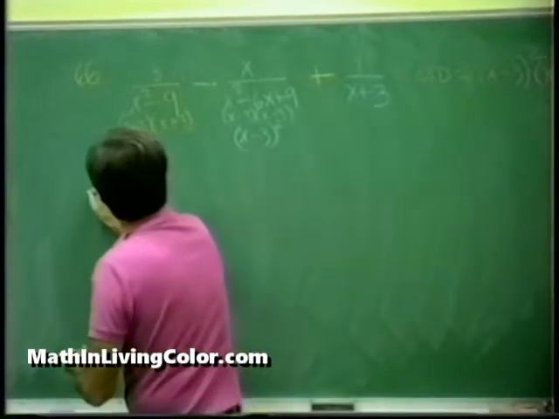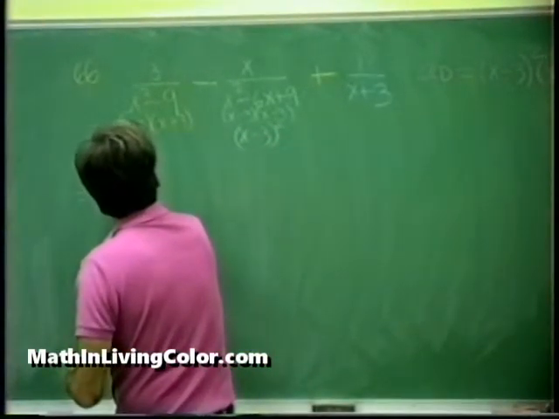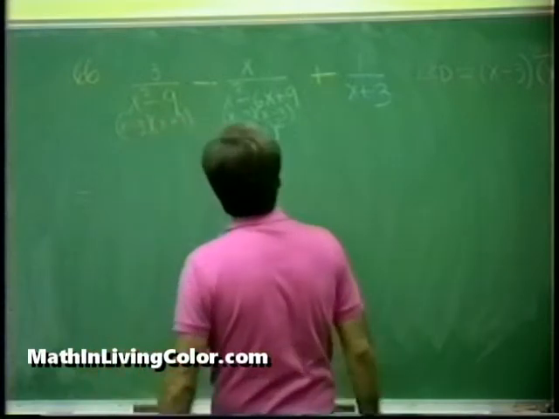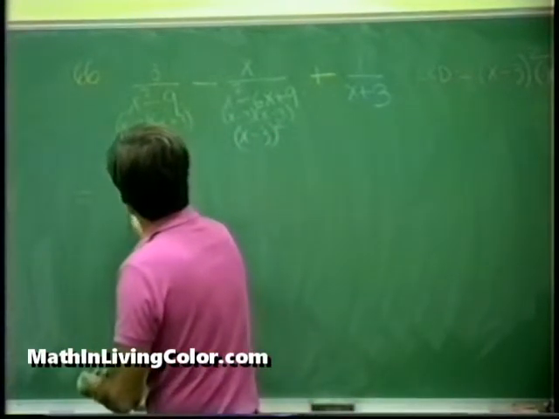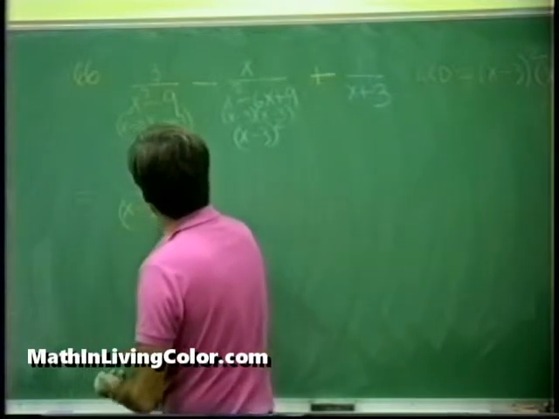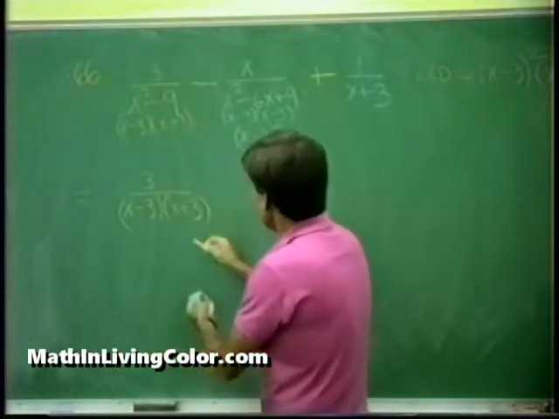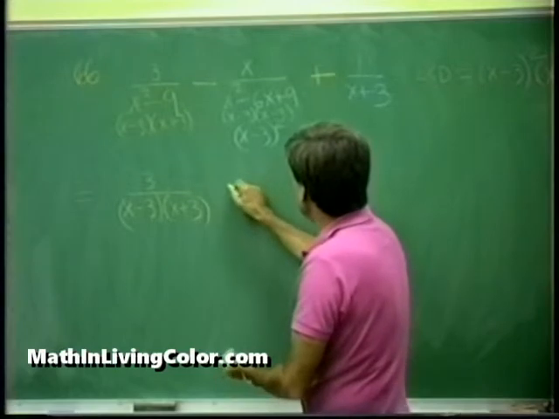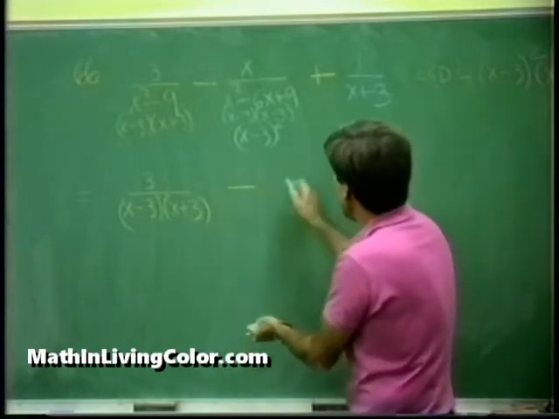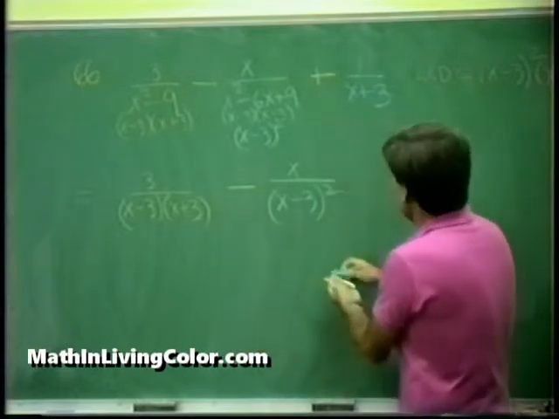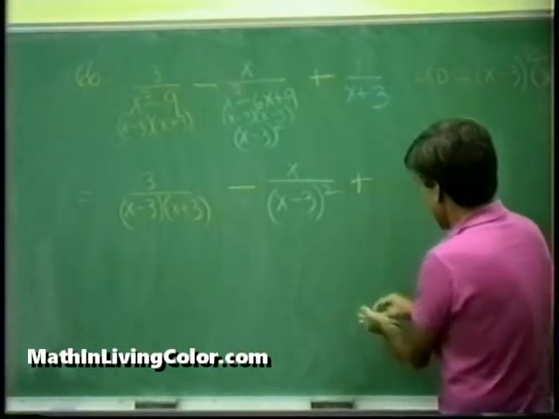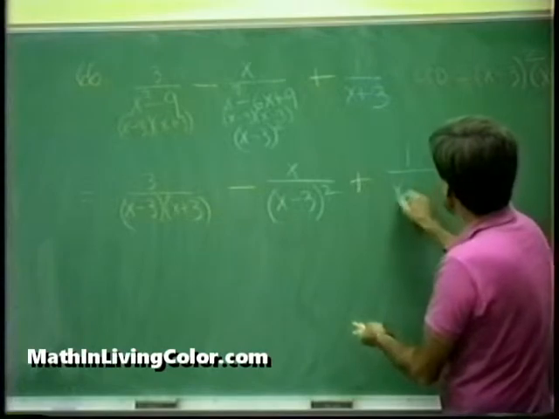So let me come down here a ways and I'll tell you what, that's kind of nasty. Let me rewrite this whole thing in factored form. 3 divided by x minus 3, x plus 3. And then I got a minus, I've got an x divided by x minus 3 squared. And then I got a plus, and I've got a 1 divided by x plus 3.